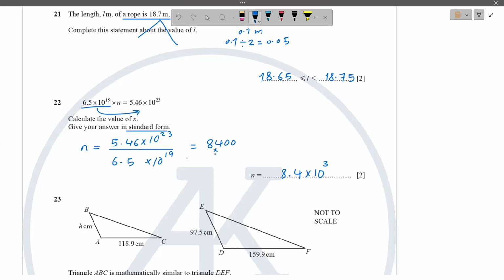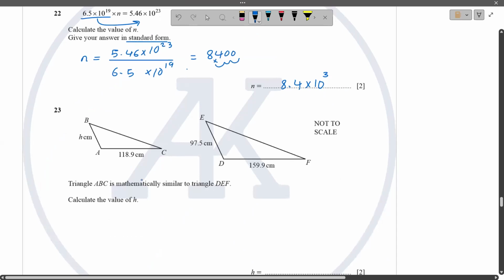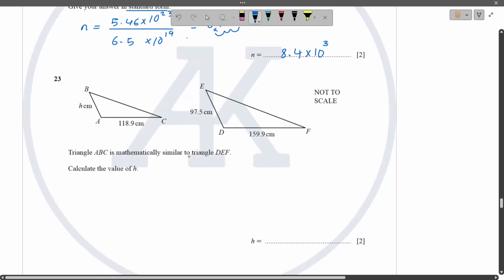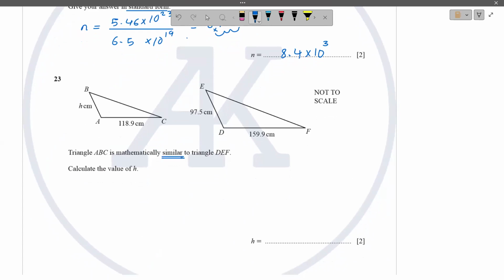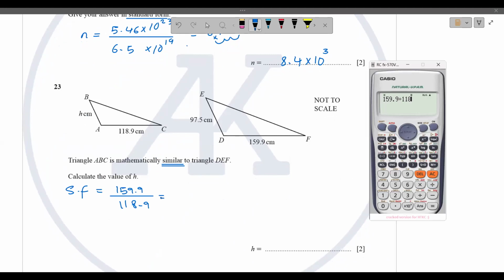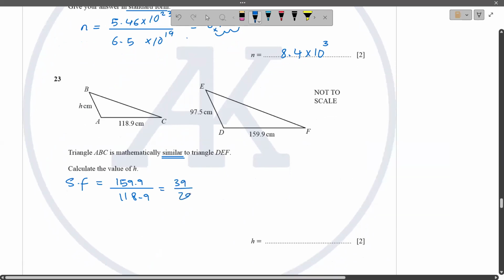If I put a decimal here, 1, 2, 3. Triangle ABC is mathematically similar to this triangle. So in similarity, we start with the scale factor, which is the large 159.9 over the small 118.9, which is equal to 39 over 29.